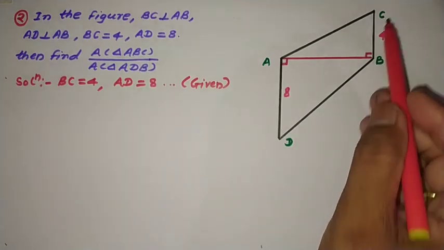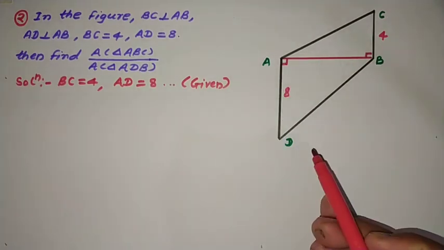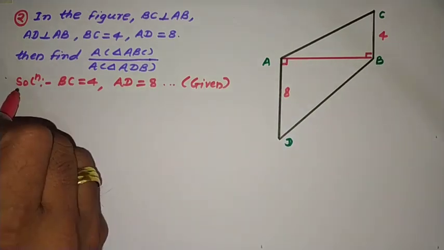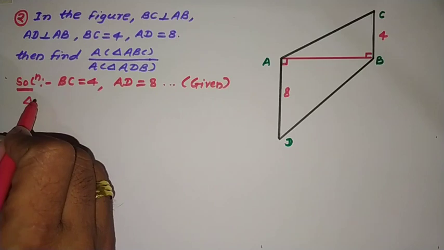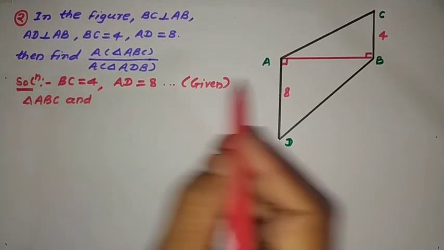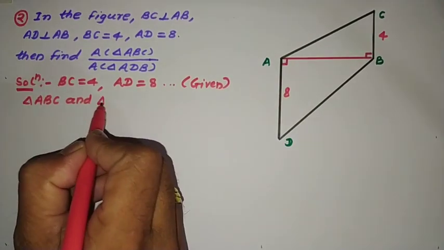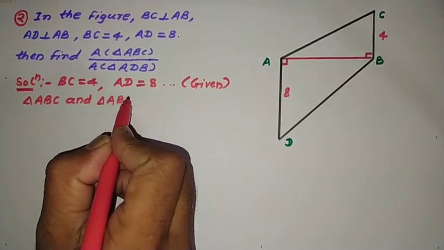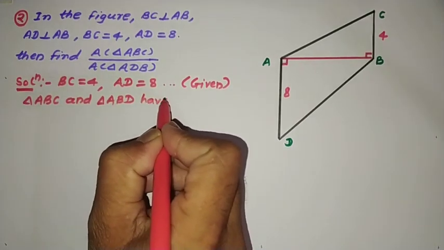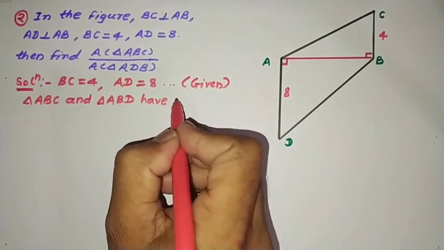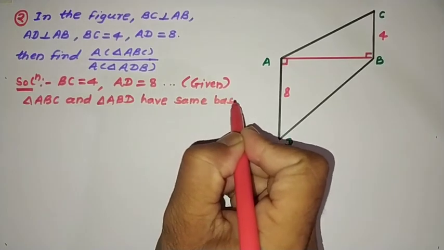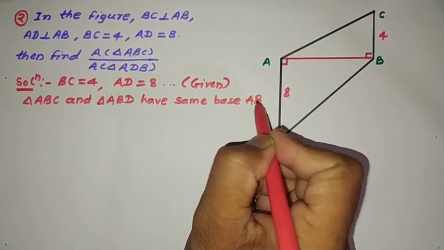Triangle ABC and triangle ABD have the same base. The same base is AB.